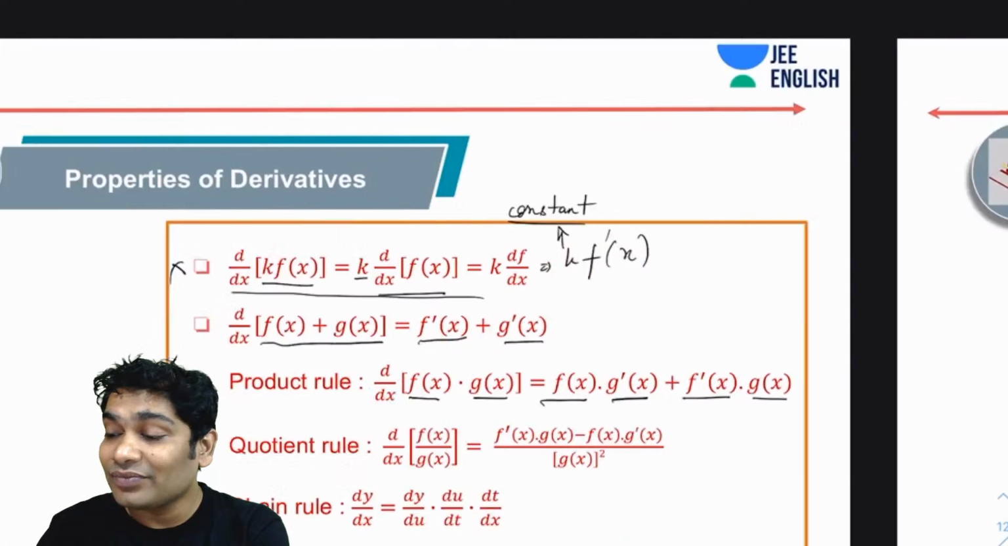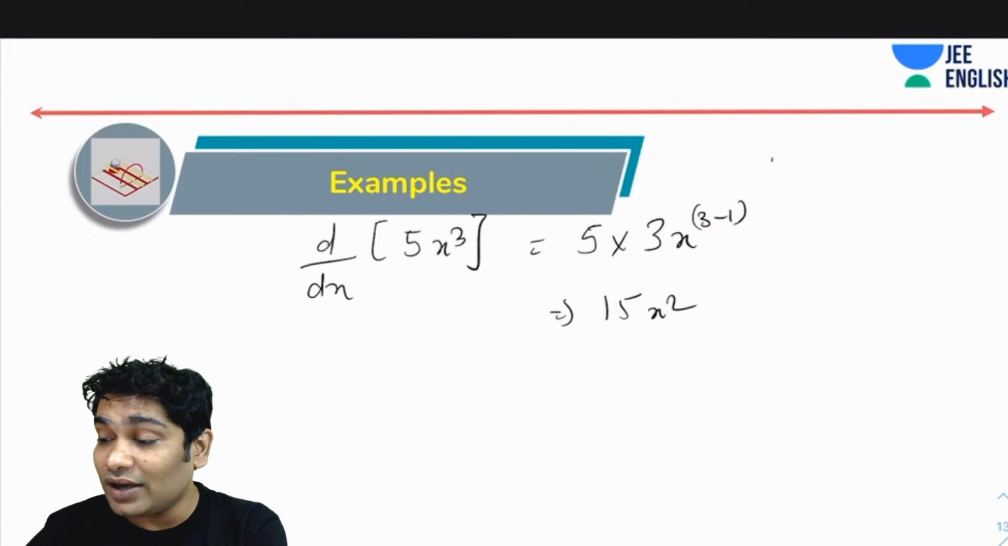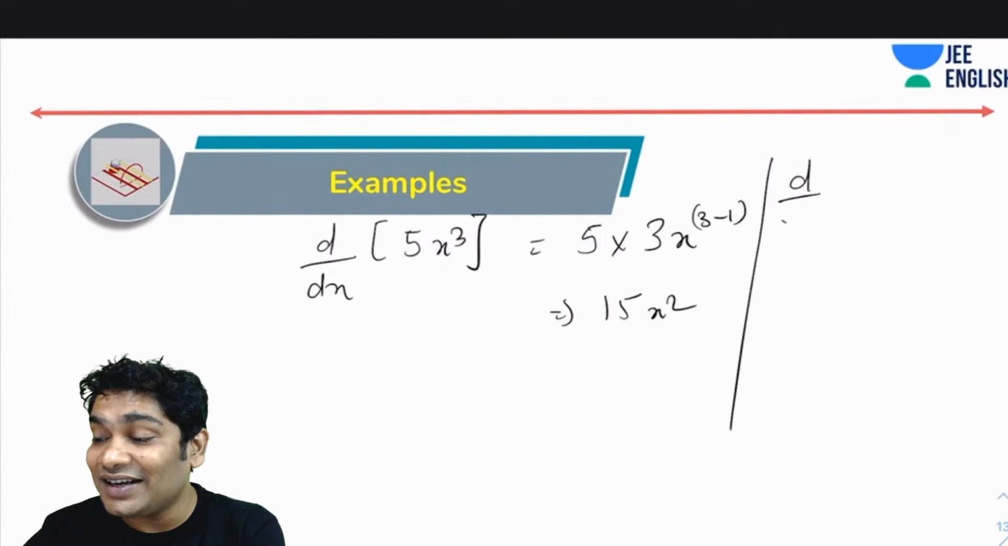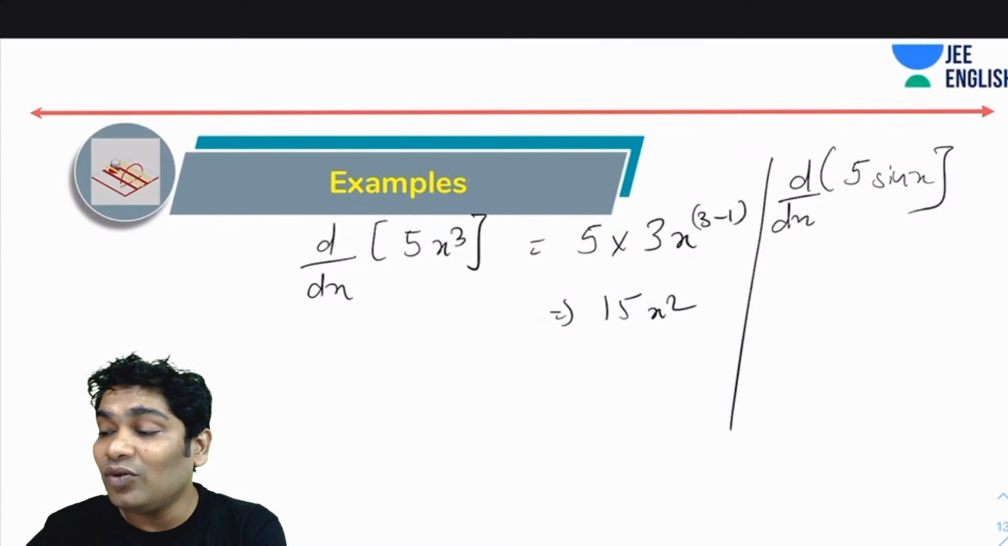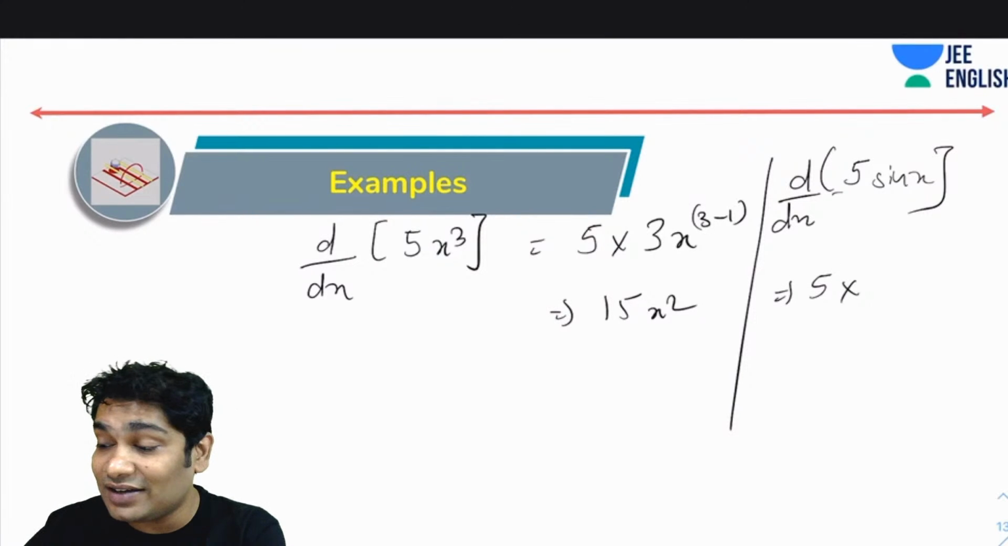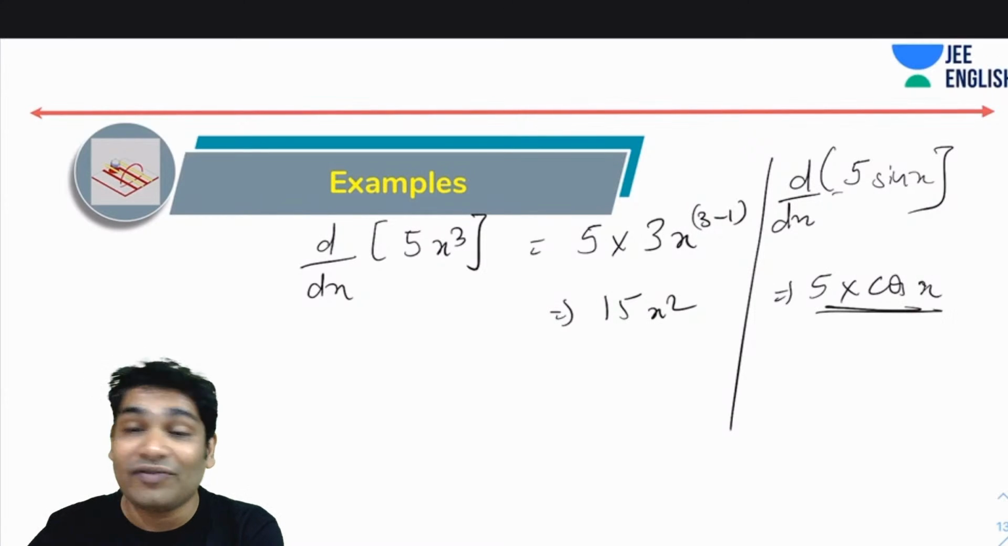All right. So of course, like this, you can have many functions. You can have, let's say, d by dx of 5 sine x. Now, once you have something like this, you can write this as 5 times derivative of sine x. Derivative of sine x is cos x. So that will be your answer for derivative of 5 sine x.